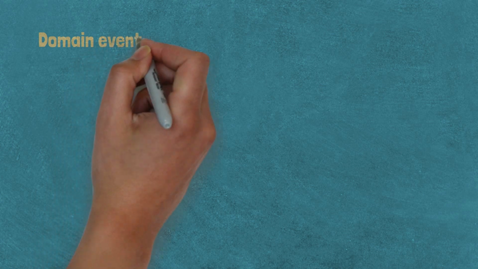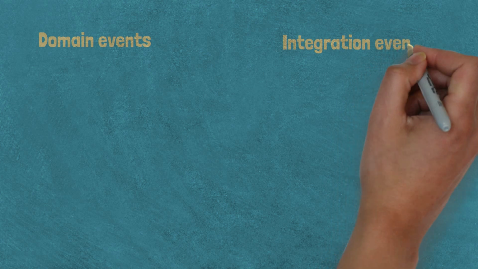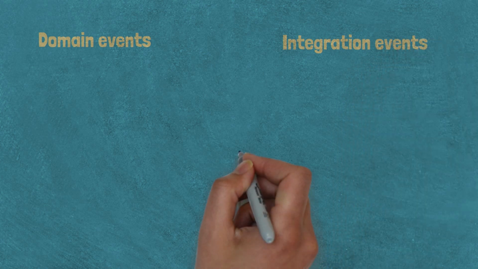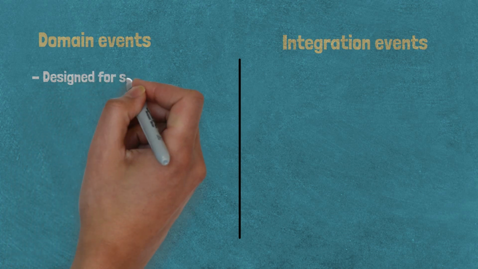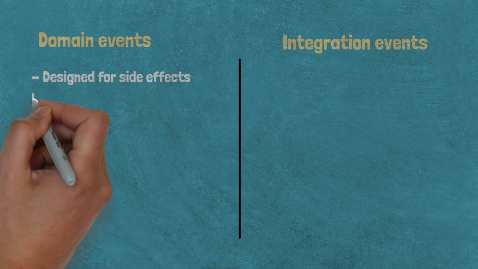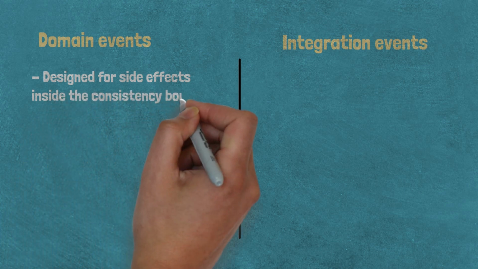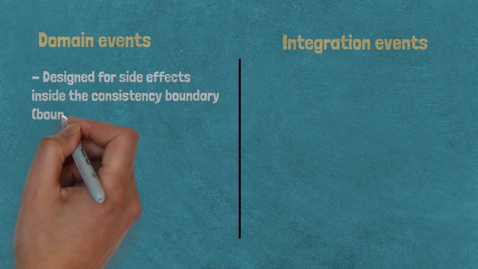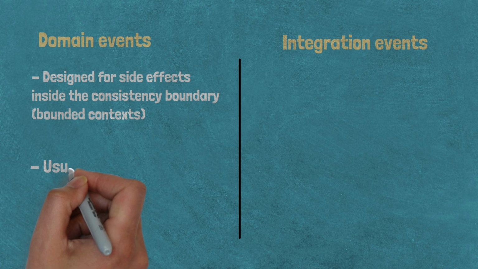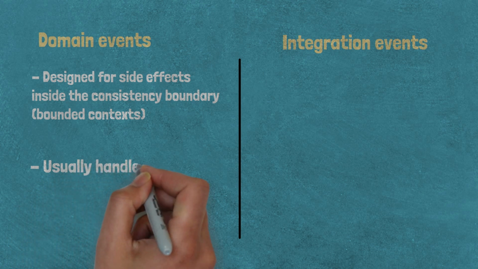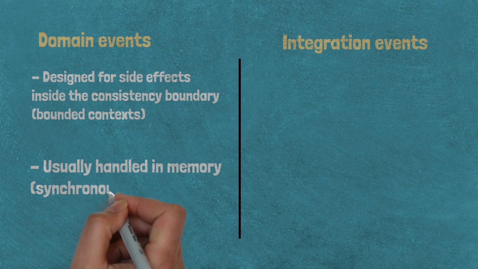Now, when reacting to that, we usually have two different concepts of events. We have domain events and we have integration events. And believe me, the distinction here is very important. Now, domain events are designed for handling side effects that usually happen inside the same consistency boundary or bounded context. And therefore, the idea is that we don't need to use external communications, so those events are usually handled in memory, which means that they are handled in a synchronous way.